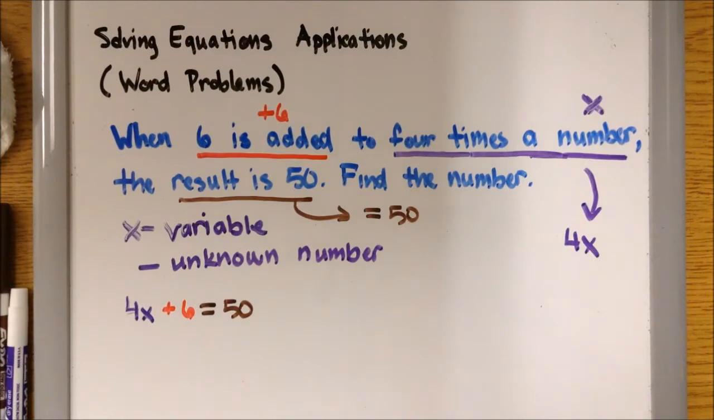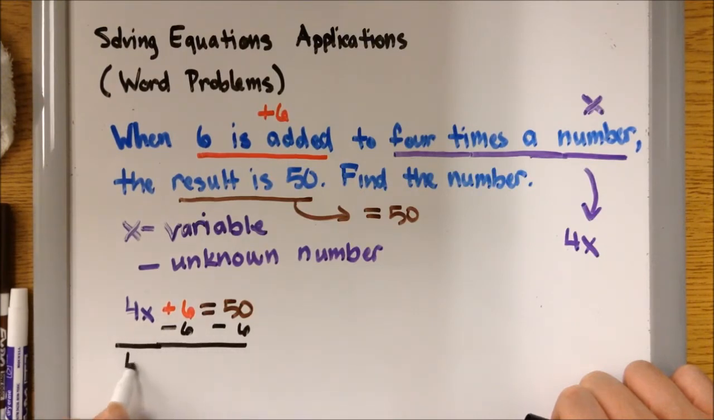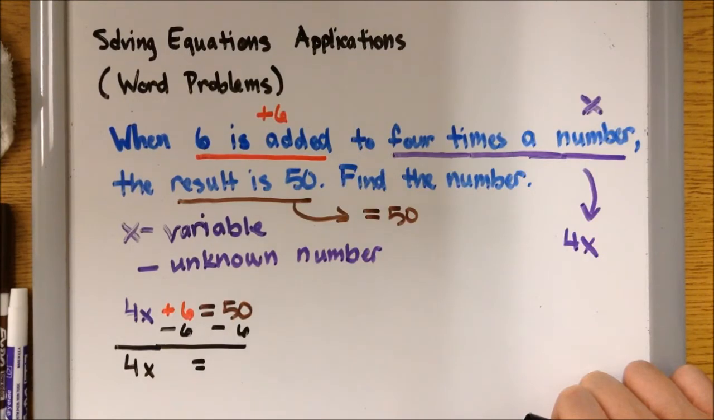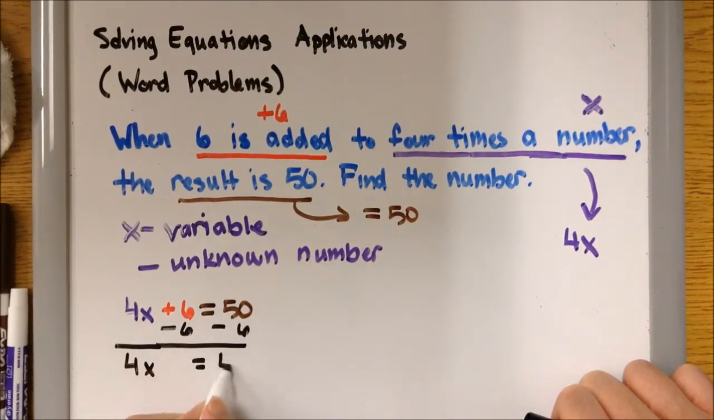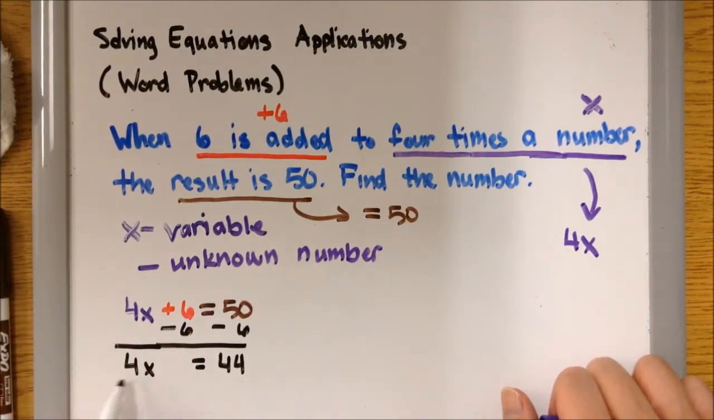So now we just need to solve for x. I want to get rid of the plus 6 on the left, so I have to do the opposite: minus 6. If I do it on the left, I have to do it on the right. So 4x equals 50 minus 6, which is 44. Then I have to simplify 4x. I want to get x by itself. 4 is in front, it's multiplying, so the opposite is divide by 4. Since I did it on the left, I have to do it on the right.